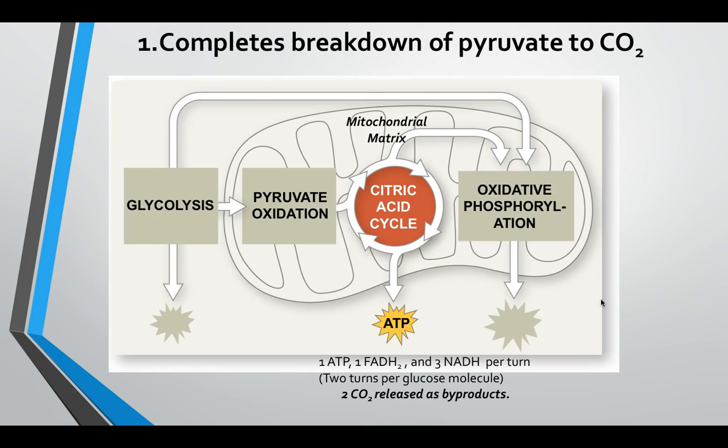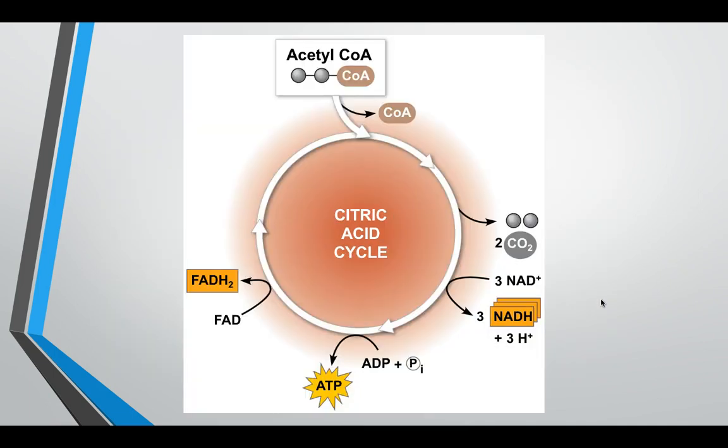Remember, there are 2 pyruvate molecules that become acetyl coenzyme A. So for every 1 glucose molecule that enters cellular respiration, aerobic cellular respiration, you're going to get 2 turns of the citric acid cycle. The last part is going to be, let's look at the citric acid cycle.